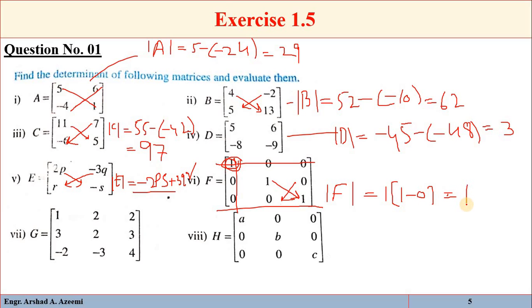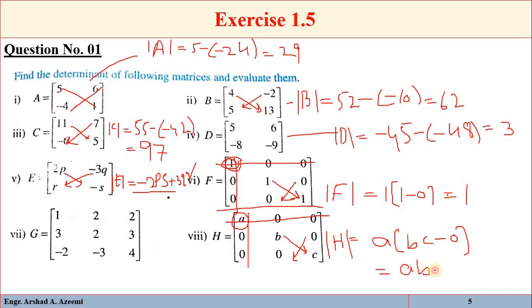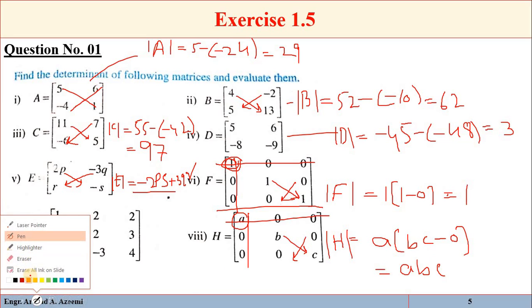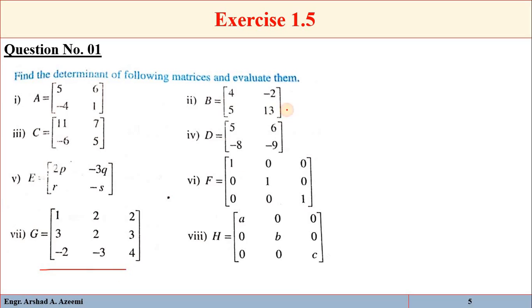Okay, similarly for this H matrix, the determinant of the H matrix: cancel the first row and first column, but here we have the element A multiplied by the determinant, B multiplied by C, so it will be BC minus 0 multiplied by 0, it will become 0, so the determinant will be equal to ABC. Okay, so remember this procedure will be followed if you have a diagonal matrix. Now we have to find the determinant of this matrix G.